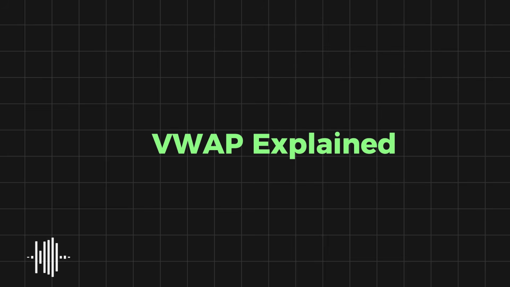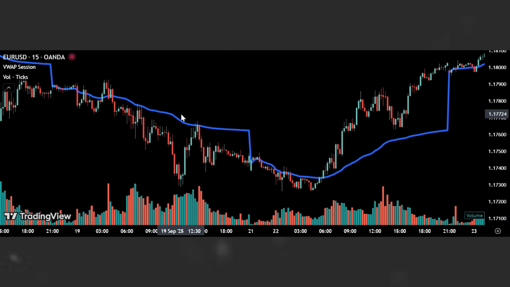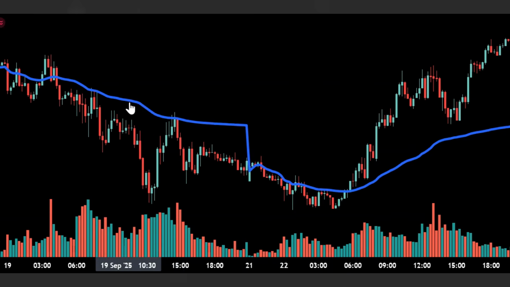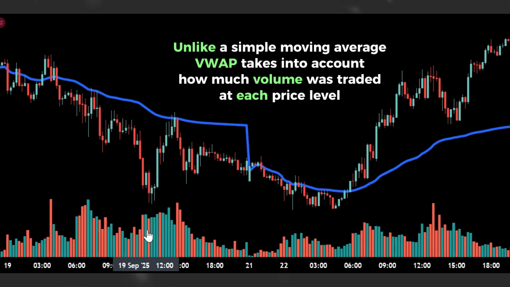VWAP explained. The first tool is VWAP, which stands for Volume Weighted Average Price. VWAP is a line on your chart that represents the average price, weighted by volume throughout the trading day. Unlike a simple moving average, VWAP takes into account how much volume was traded at each price level. This makes it a powerful tool to understand where institutional traders and smart money are positioned.